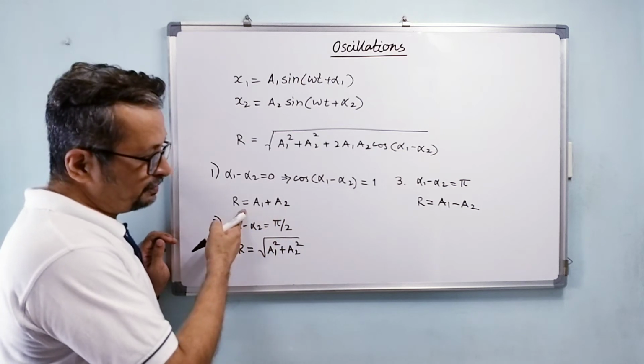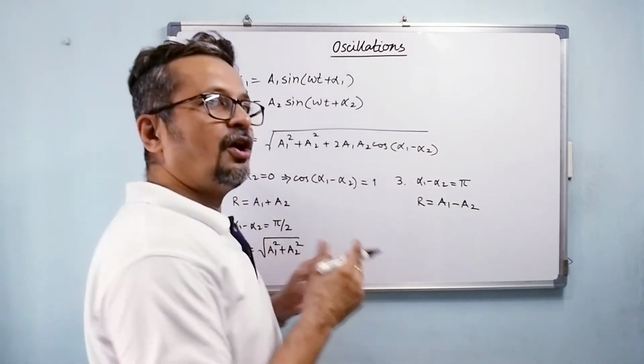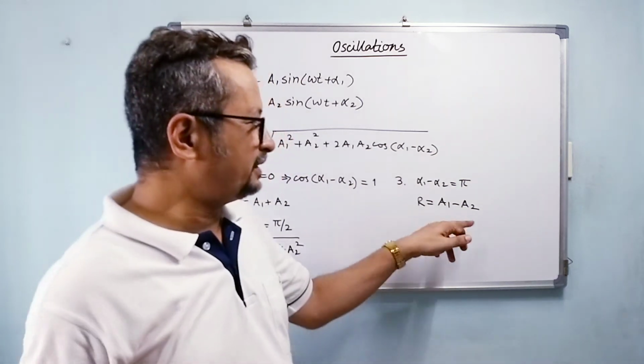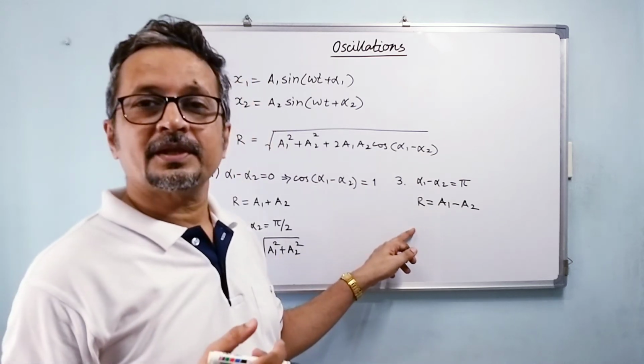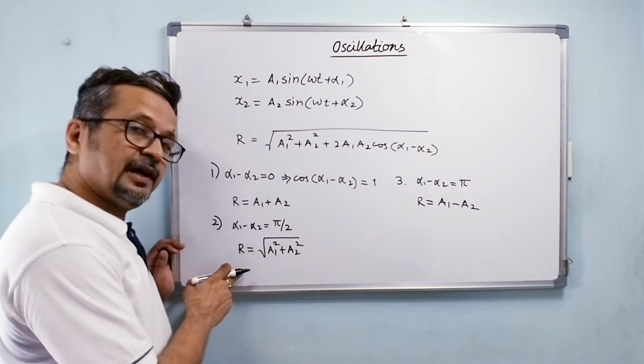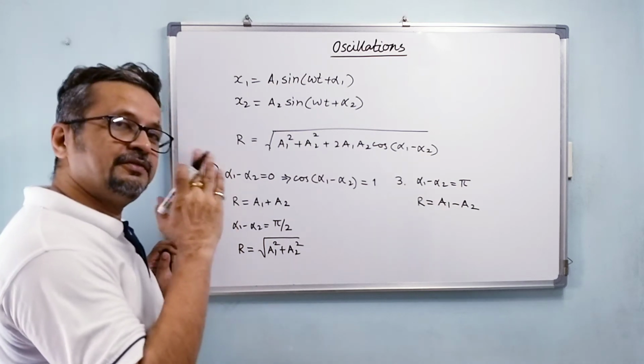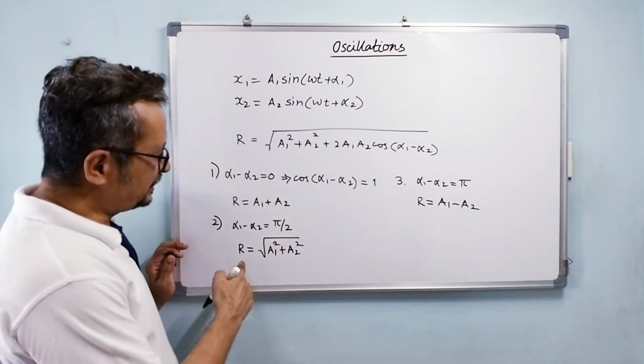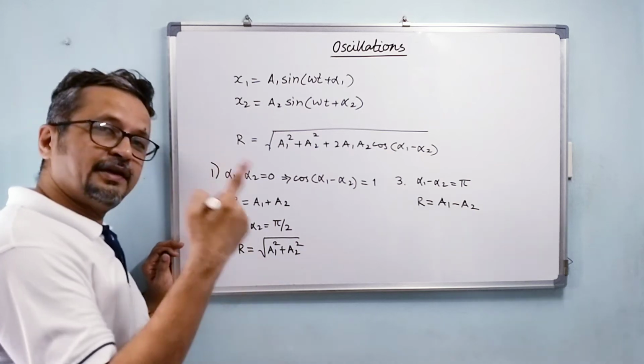So when both displacements have the same initial phase, the resultant amplitude will be the sum of the two. If they are opposite in phase, the resultant amplitude would be the difference of the two, and if they differ in phase by pi by 2, then the resultant would be root over a1 square plus a2 square.